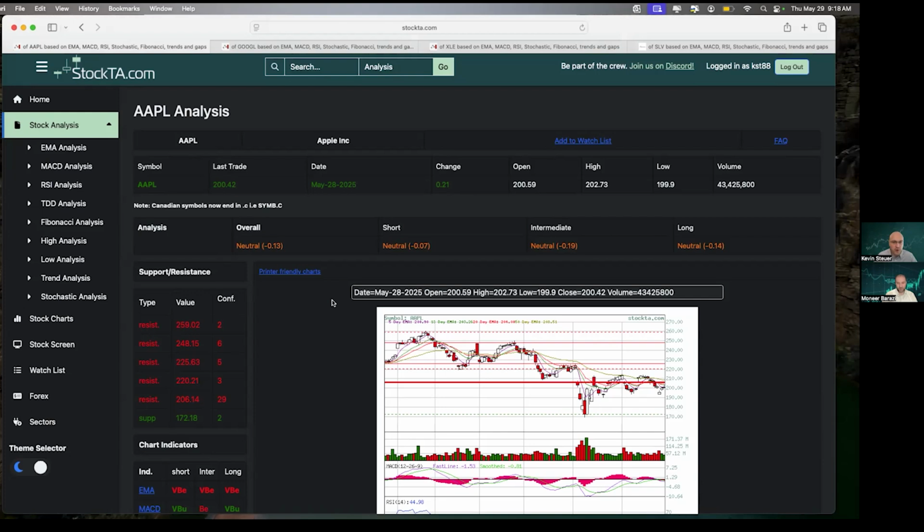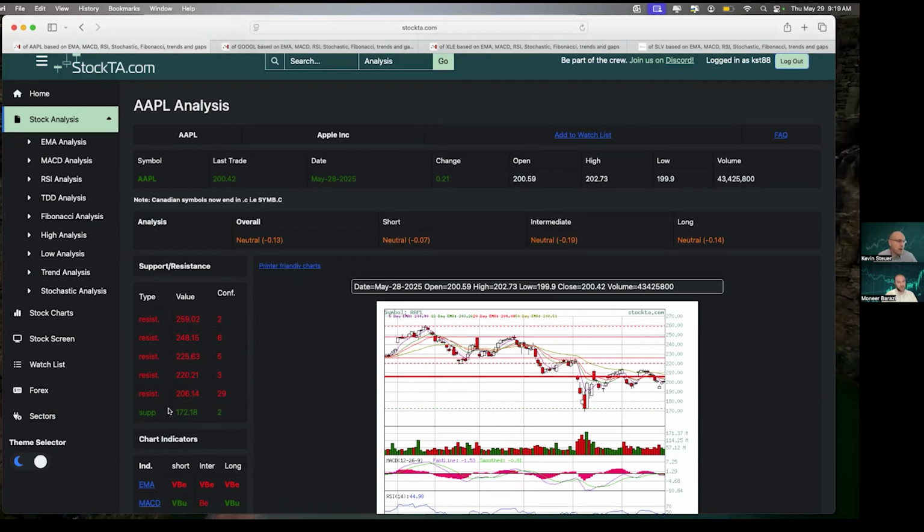And how Confluence works is 1 to 5 is small, or it could be light resistance or light support. So if it's red, it's resistance. If it's green, it's support. So small would be 1 to 5, medium would be 6 to 15, and then large or heavy resistance would be anything over 15. So if you look at Apple here, it closed at 200.42.